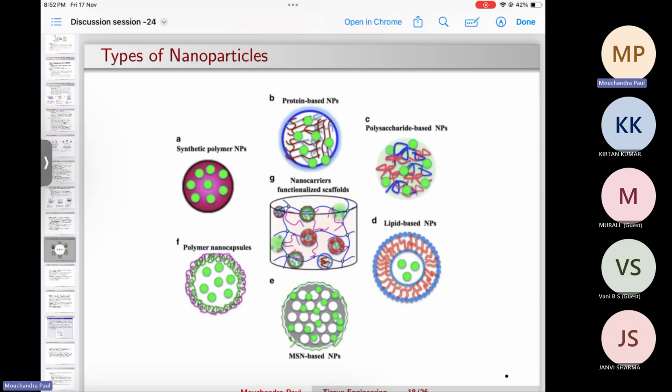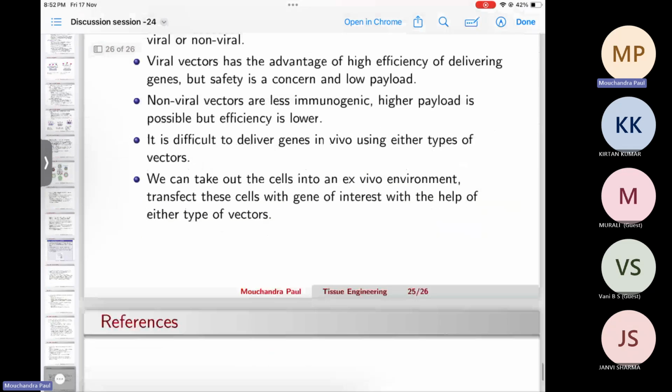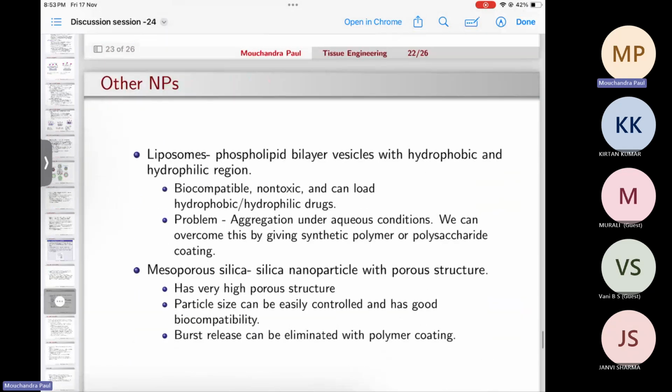We will briefly touch upon the liposomes and mesoporous silica nanoparticles. So the structure of the liposome is very similar to the cellular membrane, where there is a phospholipid bilayer. The shell structure is made out of phospholipid bilayer, where one end is hydrophobic and the other end is hydrophilic. So you can use these structures to load either hydrophobic or hydrophilic drugs or proteins within the core.